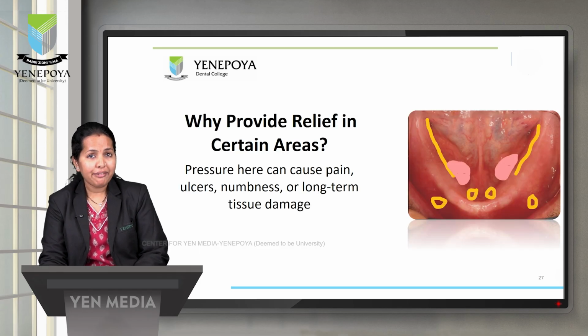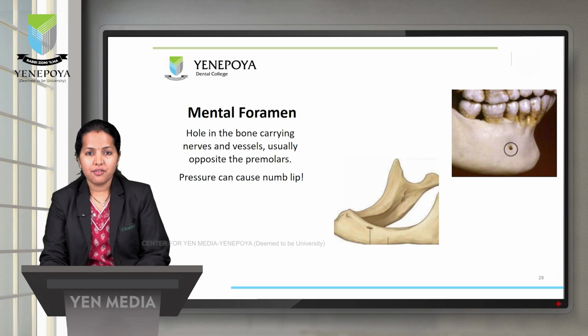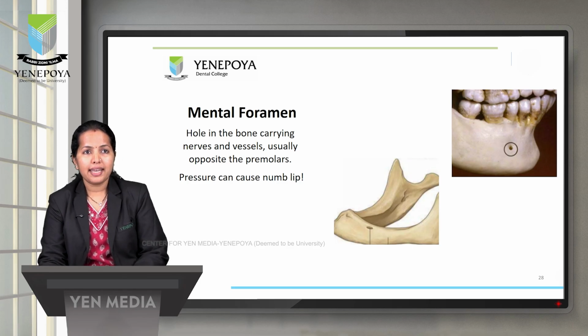Why provide relief in certain areas? Pressure here causes pain, ulcers, numbness or long-term tissue damage. First we have the mental foramen, the hole in the bone carrying nerves and vessels, usually opposite to the premolars. As resorption advances, the mental foramen approaches the alveolar ridge, hence pressure on this region leads to paresthesia or a numb lip.